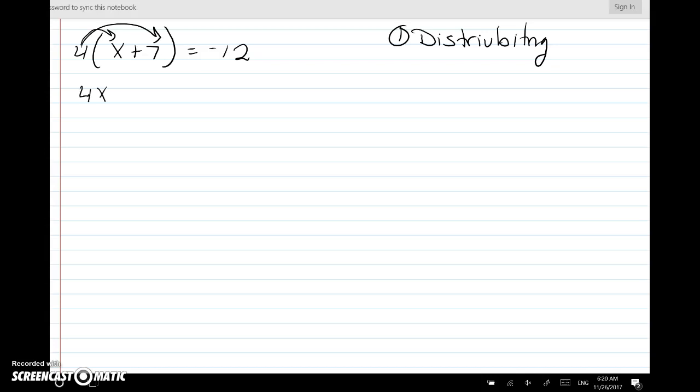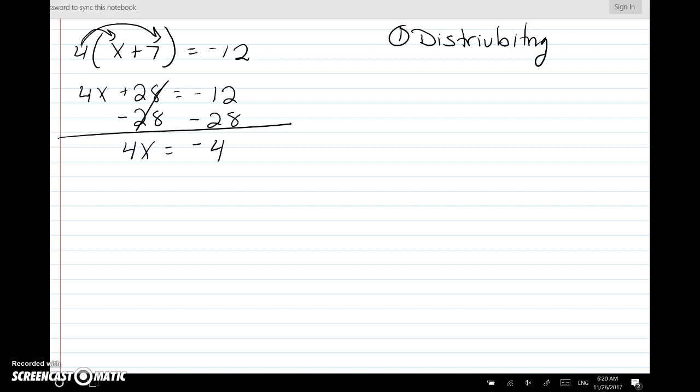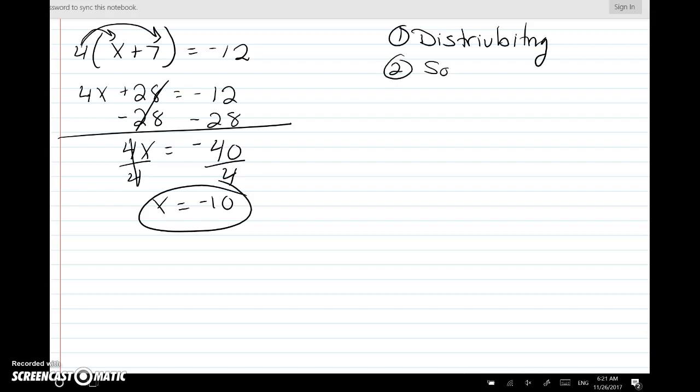I have 4x plus 28 equals negative 12. I have a positive 28, so I'm going to subtract 28 from both sides. My 28 simplifies down to 0. I get 4x equals negative 40. Divide both sides by 4. My 4 simplifies to 1. X equals negative 10. Now, I know some of you are probably wondering which way you should cross out the numbers. It doesn't matter. You can go left to right, right to left. It doesn't matter which way your cross outs look. So step 2 was solve for x.